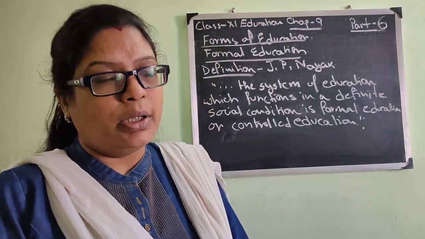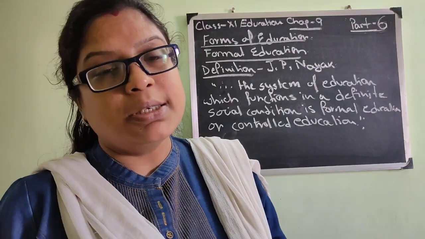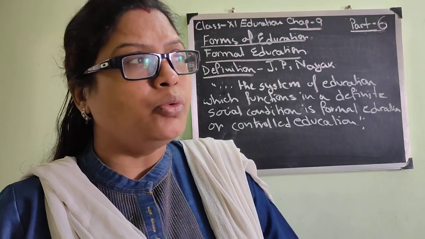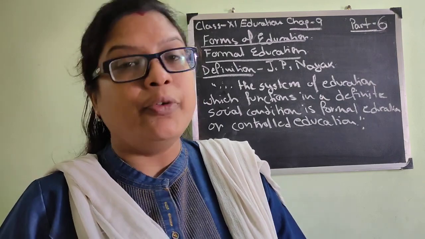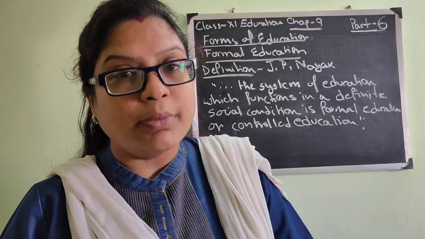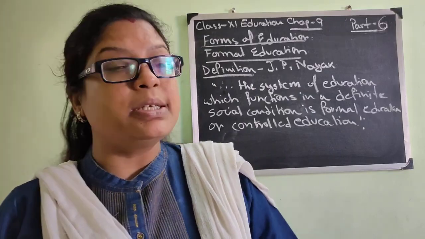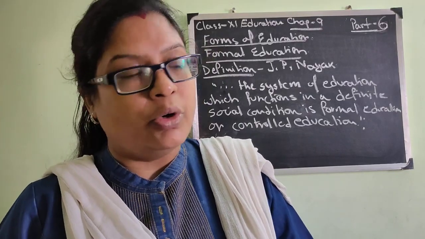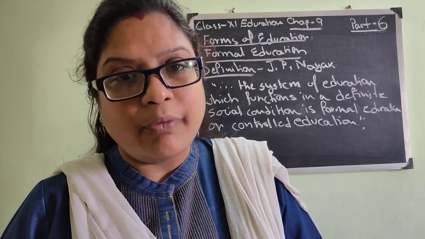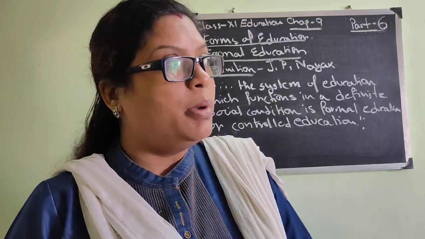Now we proceed to the next form of education, that is the formal system of education. What do we mean when we pronounce the word formal? Formal means where there are some rules and regulations, it is under some control, and there must be some part of rigidity, isn't it? So restrictions and discipline should be followed. So when we are receiving a particular type of education which is under discipline, under the control of something, it is called formal education.